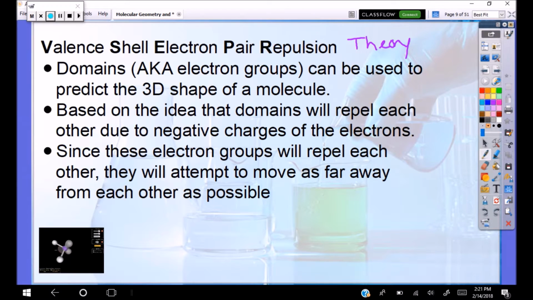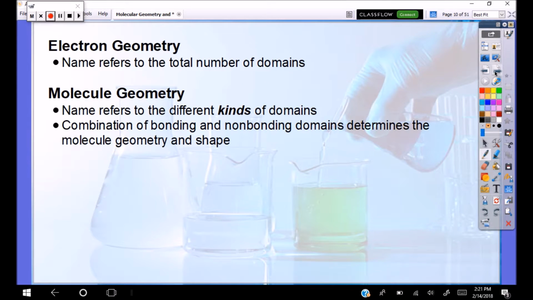Okay, so we saw that all those things move as far away as possible. When we're referring to electron geometry, the name refers to the total number of domains, so the number of electron groups. So if you're figuring out the electron geometry, you want to count up all the total bonding and non-bonding groups. If we're talking non-bonding groups, we're talking lone pairs. Whereas molecule geometry tells us the different kinds of domains. The name of the molecular geometry tells us how many lone pairs it has. It tells us if it has no lone pairs, etc. So the combination of the bonding and non-bonding domains determines our geometry and our shape.